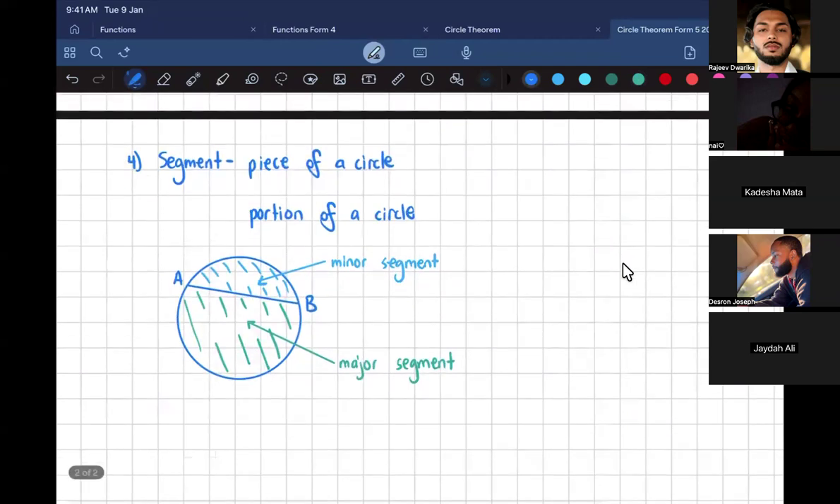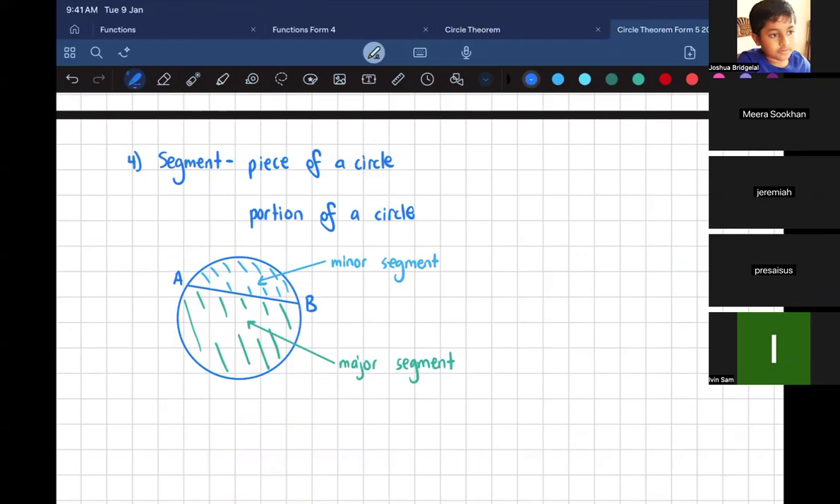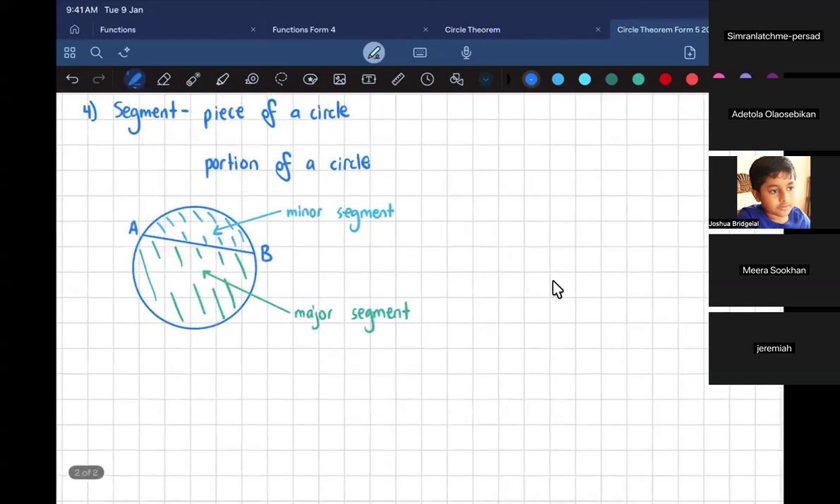All right. So unmute and tell me if you understand what a segment is. Do we understand what a segment is? Yeah. You kill me with the silence, you know. Anybody? Simran, you know what a segment is now? Yeah? Okay, cool.